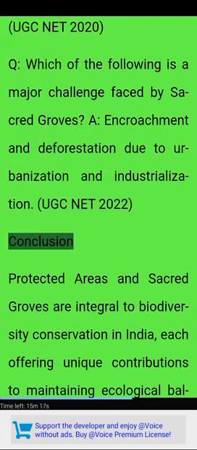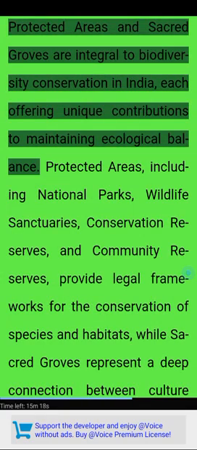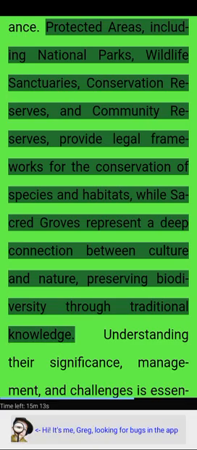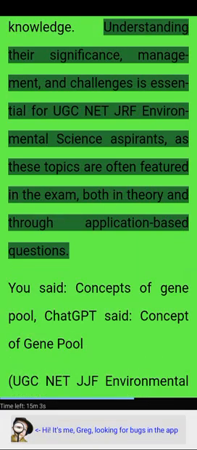UGC NET 2022. Conclusion. Protected areas and sacred groves are integral to biodiversity conservation in India, each offering unique contributions to maintaining ecological balance. Protected areas, including national parks, wildlife sanctuaries, conservation reserves, and community reserves, provide legal frameworks for the conservation of species and habitats, while sacred groves represent a deep connection between culture and nature, preserving biodiversity through traditional knowledge. Understanding their significance, management, and challenges is essential for UGC NET JRF environmental science aspirants, as these topics are often featured in the exam, both in theory and through application-based questions.